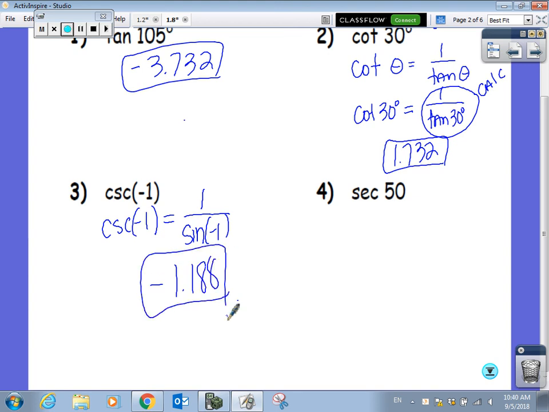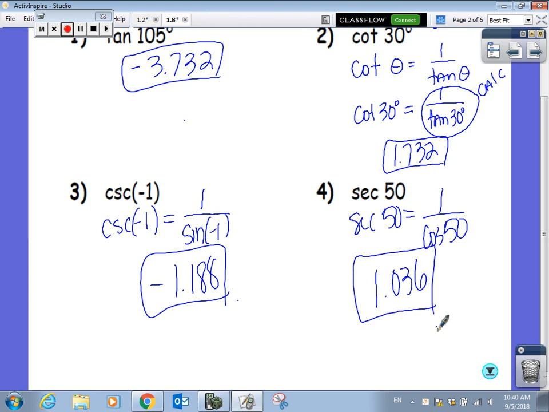is your answer. And then here, secant of an angle equals 1 over cosine of that same angle. So 1 over cosine of 50, you should get 1.036. So that is how you put the reciprocals, not inverses, not opposites, they're called reciprocals. We do opposite every day, reciprocals, and inverses. They are all 3 different. They're not the same.